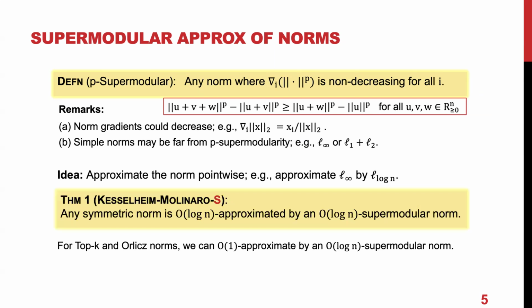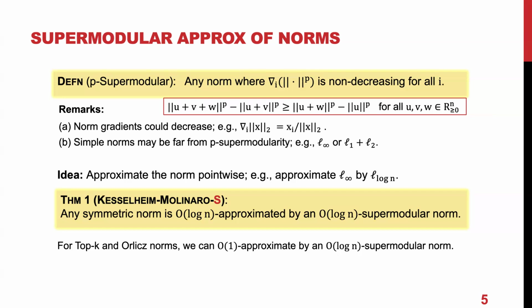So our first main theorem says that any symmetric norm can be approximated by a p supermodular norm, where both the factors are like log. So you can approximate any symmetric norm within a log factor by a log supermodular norm. Symmetric norms are a very large class of norms which have been studied a lot over the last decade, and this says such a norm can be made supermodular. For special subclasses of symmetric norms and other norms, we can also obtain better approximation factors. In the paper, we also discuss some other norms, but one of the most interesting classes is symmetric norms. For top k or Orlicz norms and others, you can get some of these factors better.